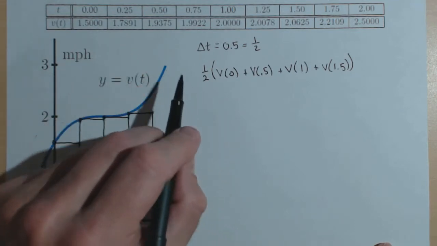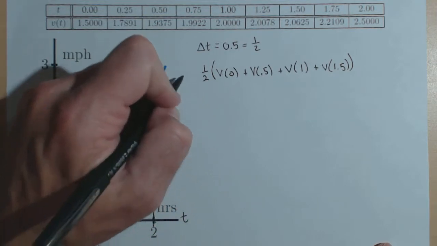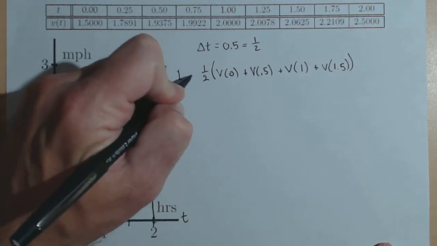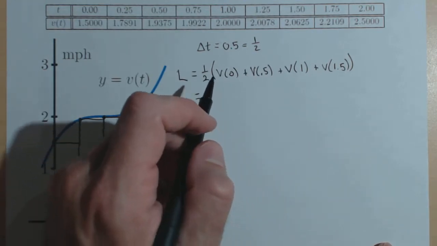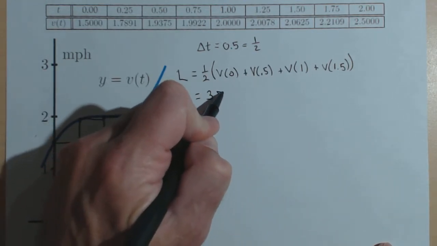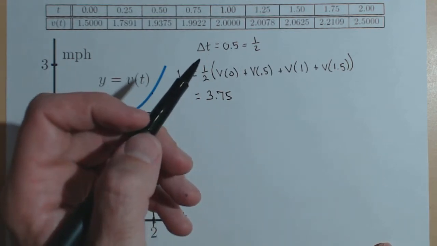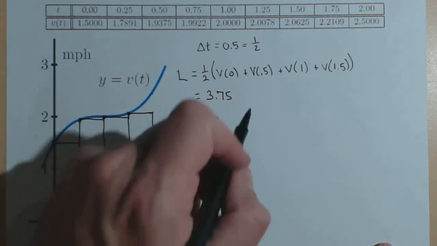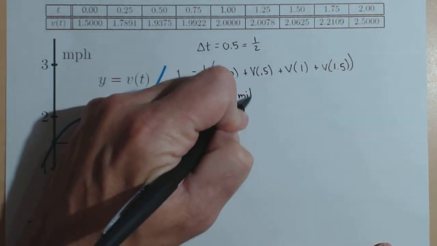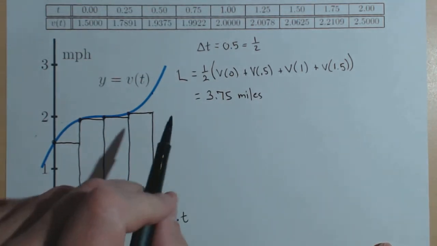What this is going to do is give us an estimation of the distance traveled between 0 and 2. So I'm going to call this L for the left-hand rule or left-hand sum. And if you calculate this, it comes out to be 3.75. The units on that 3.75 are whatever our distance is measured in, miles, feet. Notice we were in miles per hour, so this is 3.75 miles. I believe earlier I might have said seconds. Notice t is measured in hours. This is a half an hour, 1 hour, sorry.